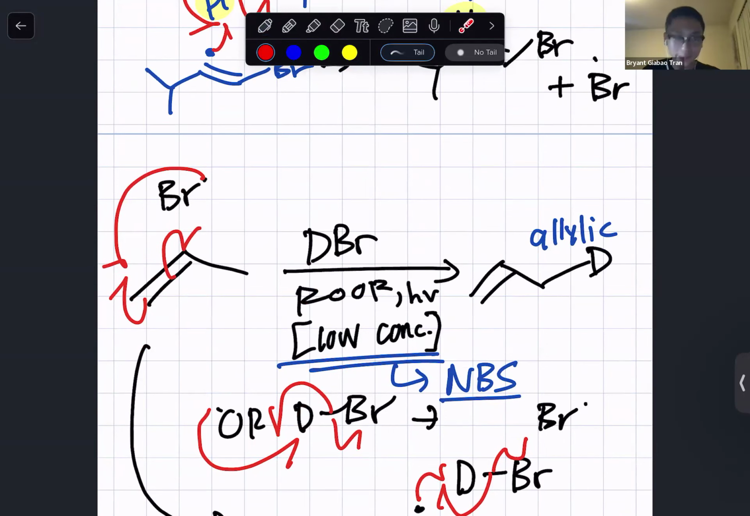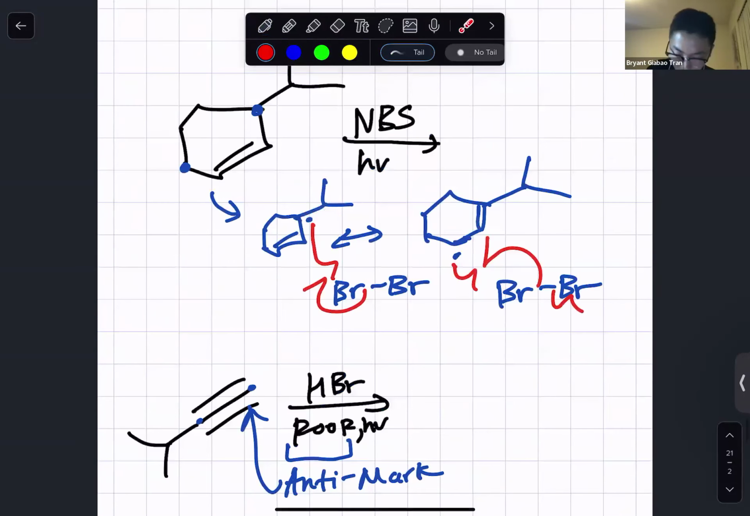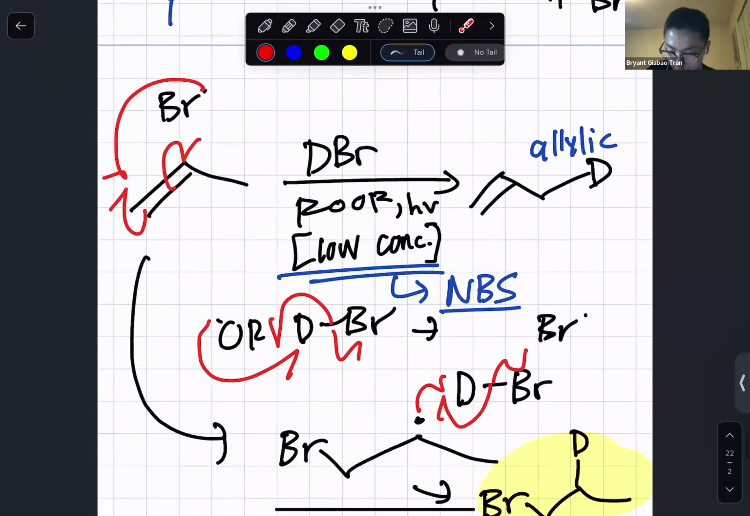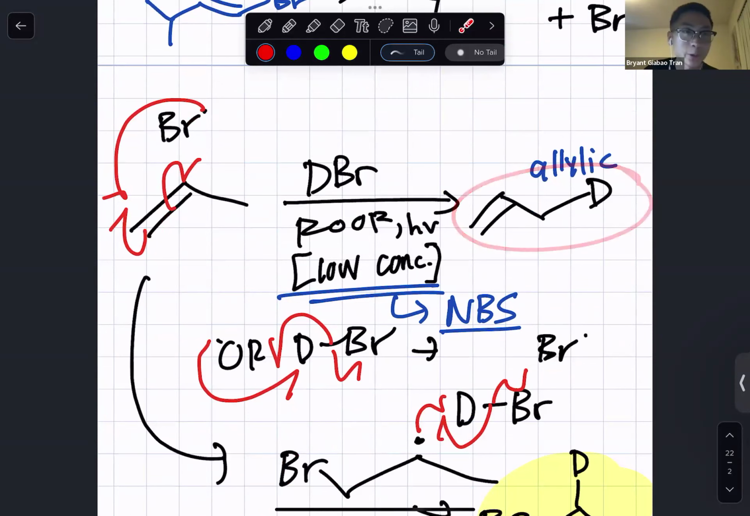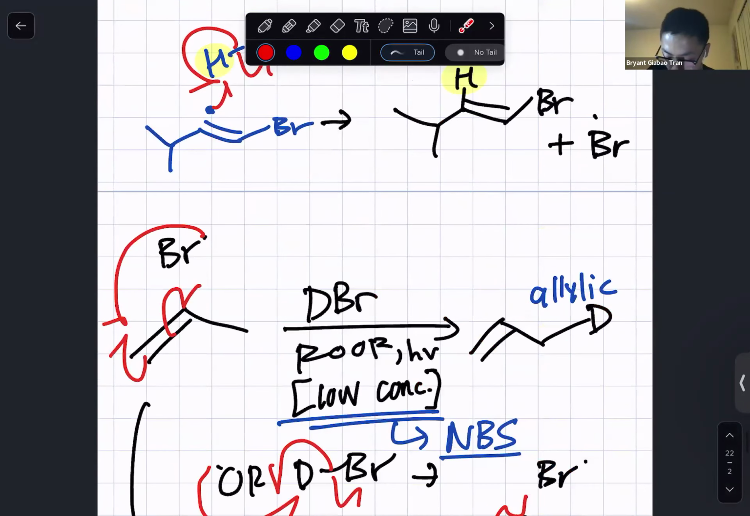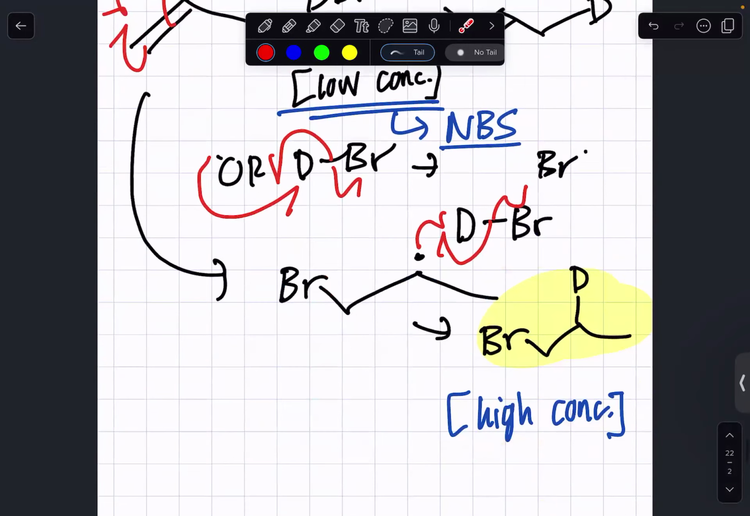Wait, that's for the NBS route. That's like when we went over this right here with the radicals at the allylic position, right? Where he already gave you the product, so you don't have to worry about concentration in this case. Normally it goes through here, but he gave you this part, which is going to go to a whole different kind of mechanism. Right. Okay, I got it.